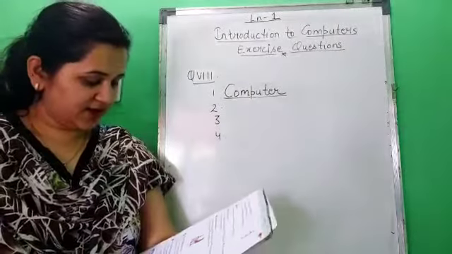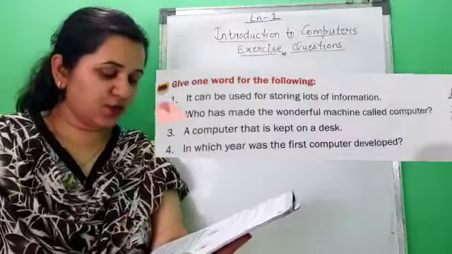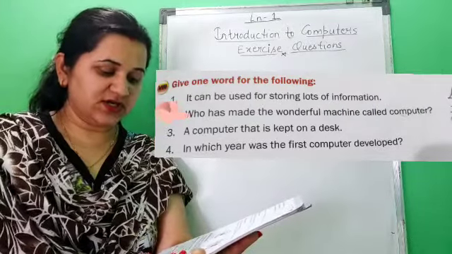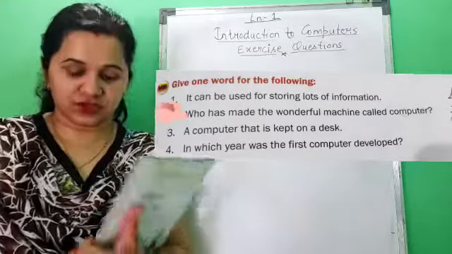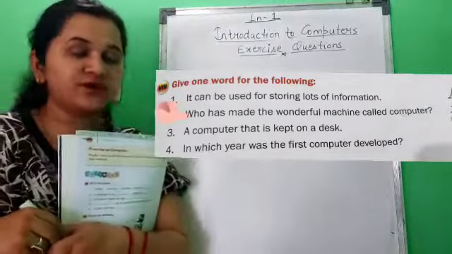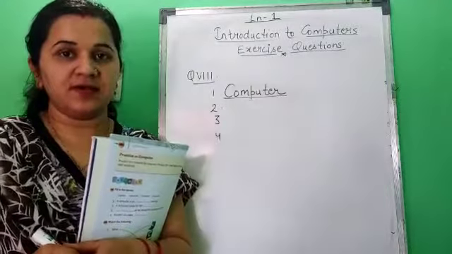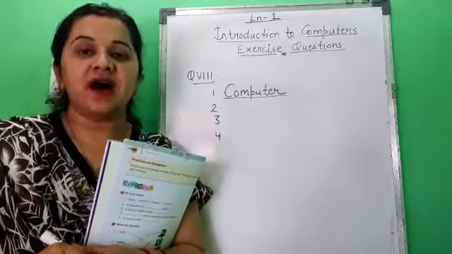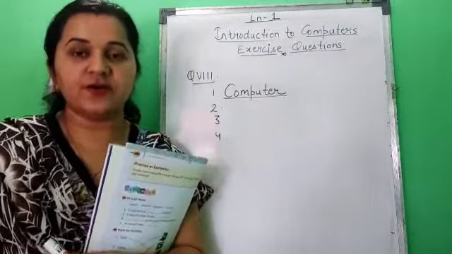Okay. Now, the second one. Who has made the wonderful machine called computer? See, children, most of the students have written Charles Babbage. Charles Babbage is the father of the computer. He has invented it. But here they are asking who has made it. Humans. We humans have made this wonderful machine. Okay, write down human.